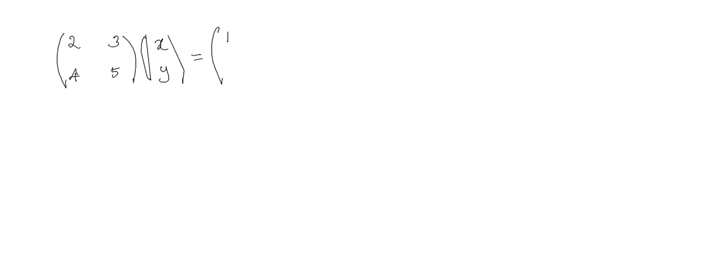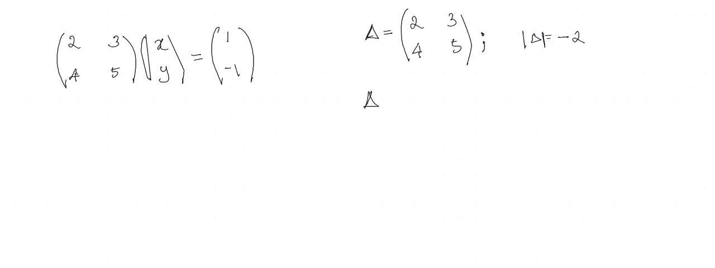So what we did, first thing is we called the delta matrix, which is our 2, 3, 4, 5, the main matrix. And we found the determinant also. The determinant of delta will be 10 minus 12, which is minus 2.